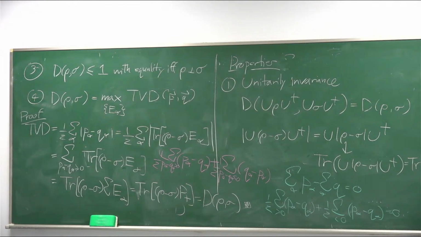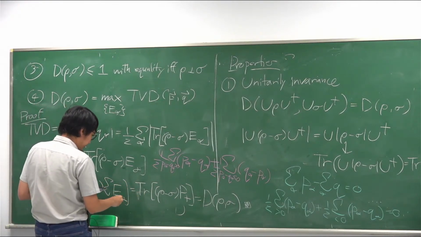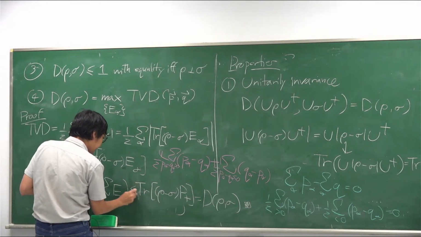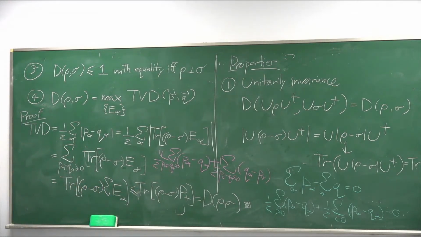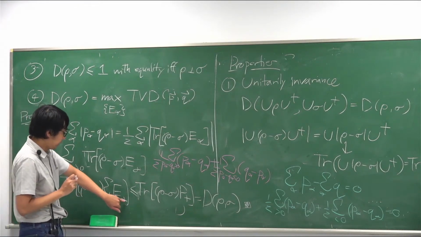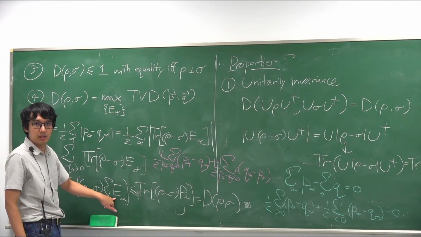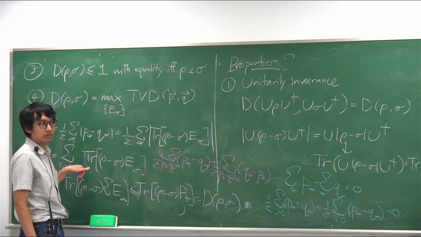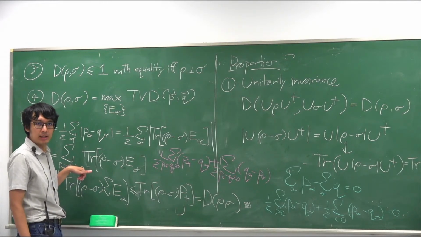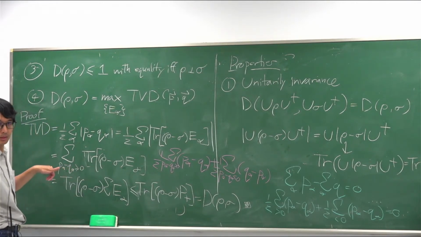Where did we do the maximization? I think this is probably the P here. Oh yeah, thank you. Because this is not, right, because originally whatever this projector is, it may not cover all this subspace where P is greater than Q. Right. Yeah, thank you.